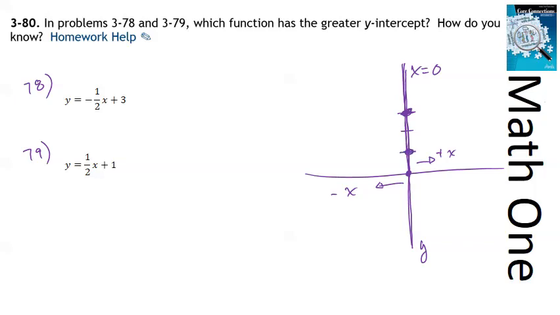So clearly it says which one has a greater y-intercept. The first one had a greater y-intercept, right? It was at 3. And 3 is definitely above the number 1.